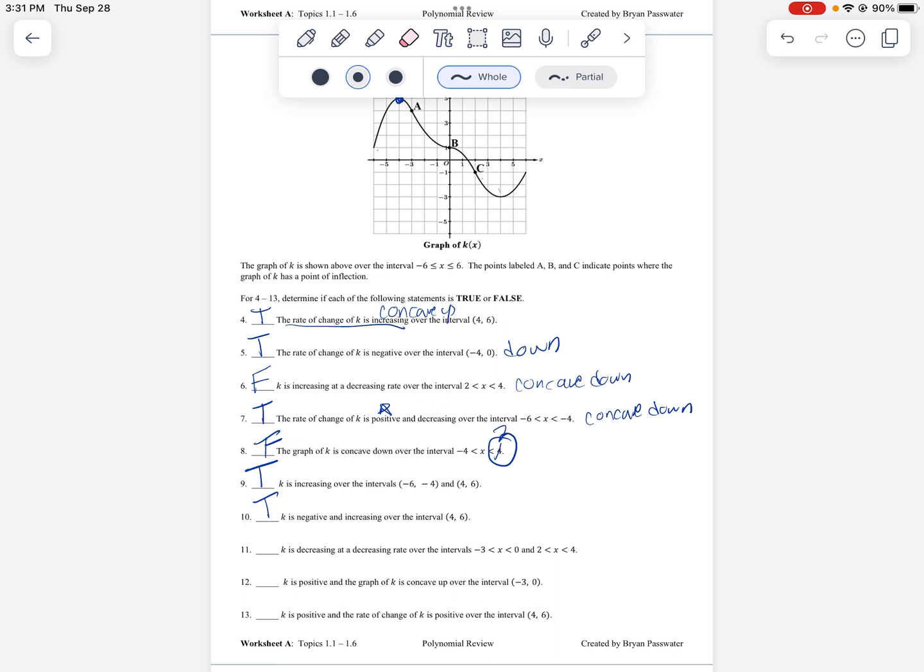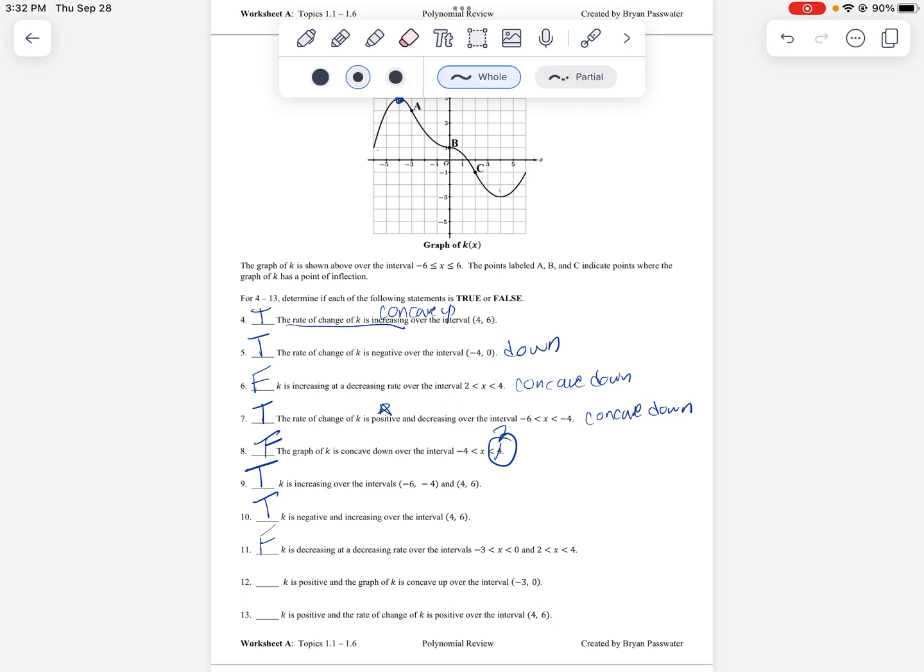These are kind of tongue twister ones here. K is decreasing at a decreasing rate from -3 to 0 and 2 to 4. Well, I'm going to say that's false because it's increasing right here.